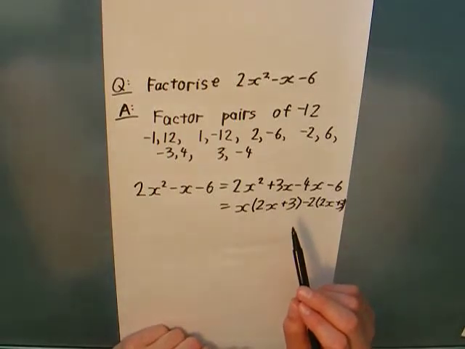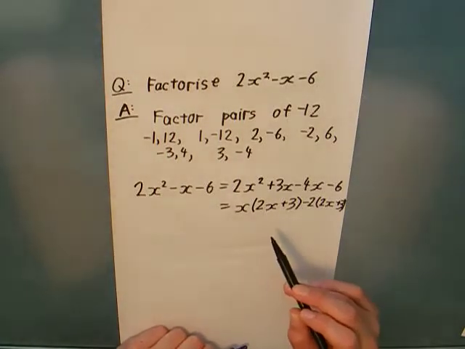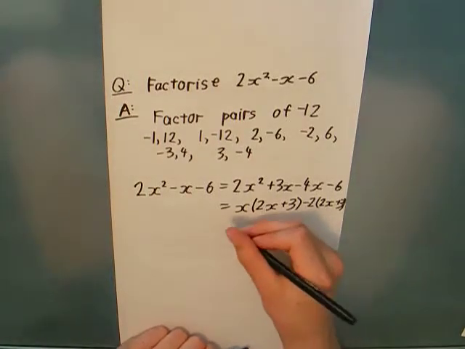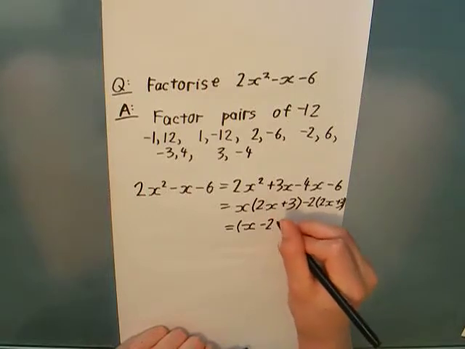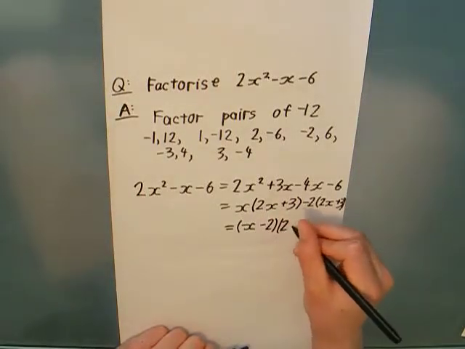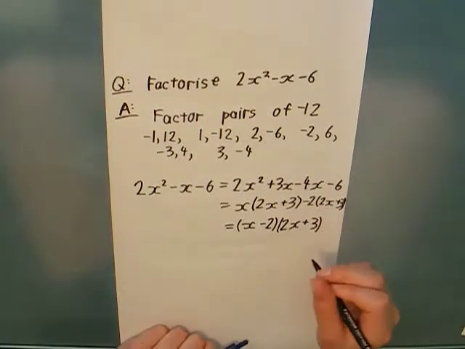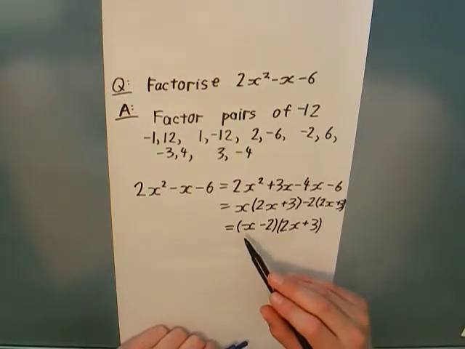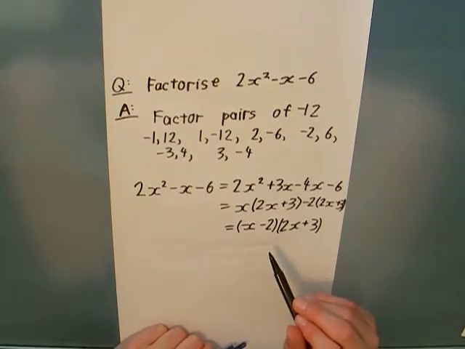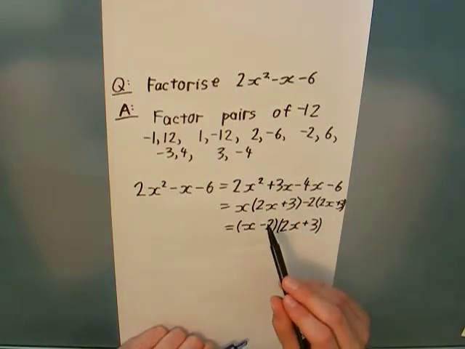So almost the reverse of the method I covered in my multiplying out the brackets video. I'm now going to put this back together to give x minus 2 times 2x plus 3. Okay. So you can see if I was to multiply this out, it would be x times 2x plus 3 minus 2 times 2x plus 3, which is just this here.